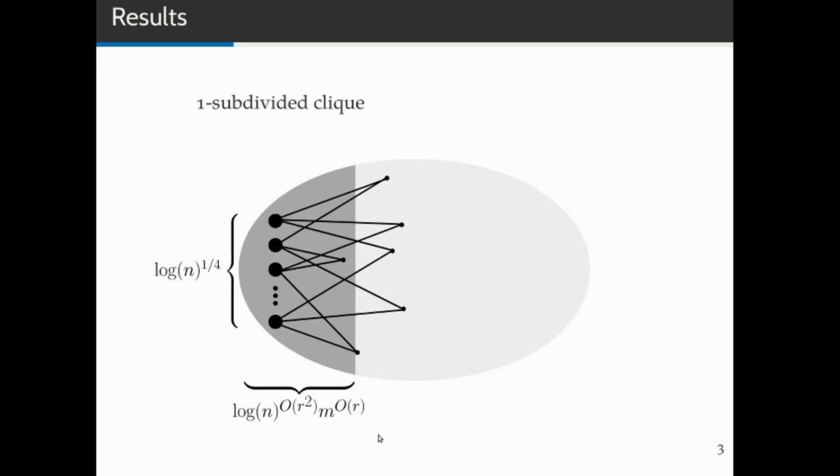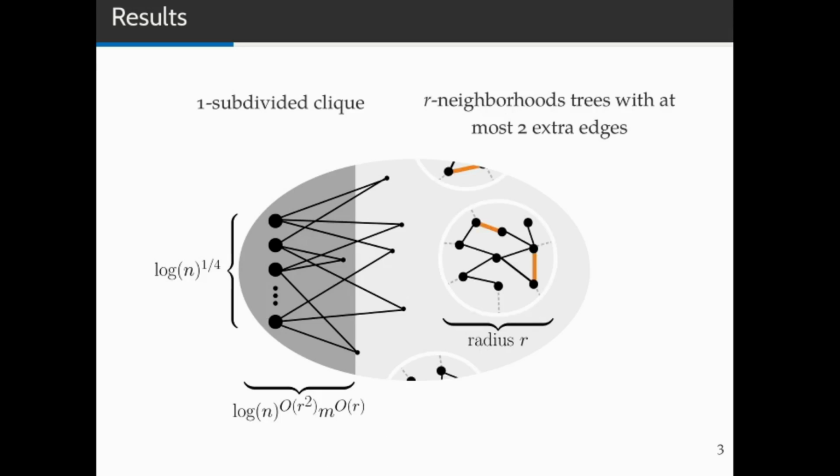So we show that after removal of so many vertices, what we're left with is r-neighborhoods that are tree-like with at most 2 extra edges. So this means if we fix a vertex and a ball around it with radius at most r, then the induced graph is a tree with at most 2 extra edges. So the removal of a polylogarithmic number of vertices leaves the graph extremely sparse.